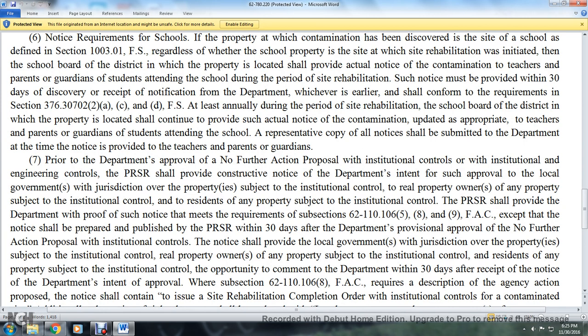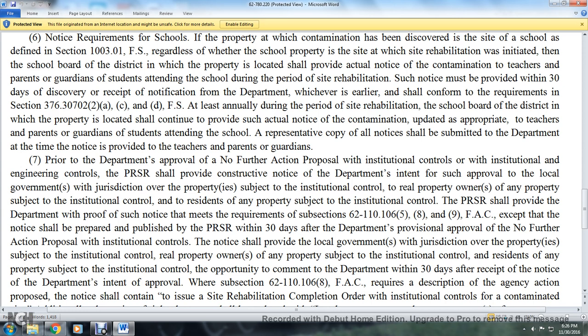proposal, institutional control, or engineering control: the person responsible for site rehabilitation shall provide constructive notice of the department's intent to approve, with approval of the local government with jurisdiction over the property subject to institutional control, the real property owner, and any residents of the property subject to institutional control. The person responsible for site rehabilitation shall provide the department proof of such notice that meets the requirements of subsections 62-780.110(6), (5), (8), and (9), Florida Administrative Code, except that notice shall be prepared and published by the person responsible for site rehabilitation within 30 days of the department's provisional approval.